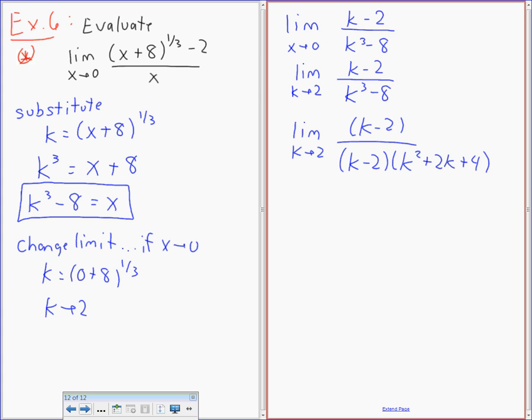So the k minus 2's cancel. So the limit as k approaches 2 of 1 over k squared plus 2k plus 4. Now, if you don't like the k thing, you can sub back in k equals (x plus 8) to the 1/3 and get a mess in the denominator and sub in 0 for x if you want to. I'm just going to sub in 2 for k right here.